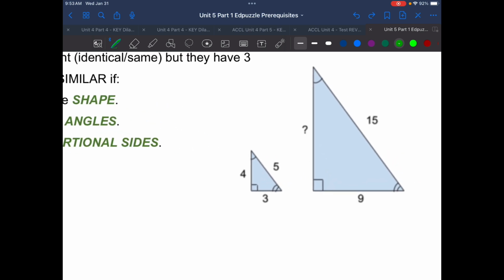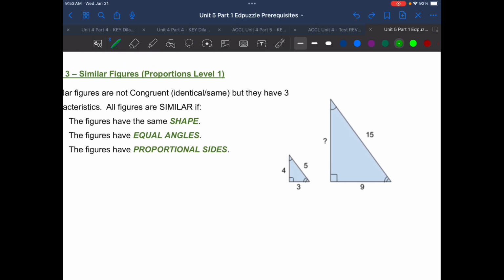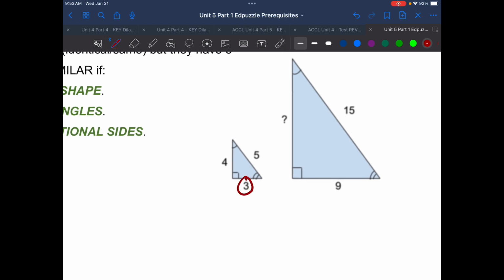So let's take a look at this picture here. Basically they're telling us here, we have one pair of equal angles, two pair of equal angles, three pair of equal angles. So first and foremost, are these two triangles the same shape? Yes, they're triangles. Do they have all equal angles? Yes, they do. But now here's the question. Do they have proportional sides? So here's what I'm going to say. 3 matches 9. 5 matches or corresponds with 15. So 4 matches with, we don't know.